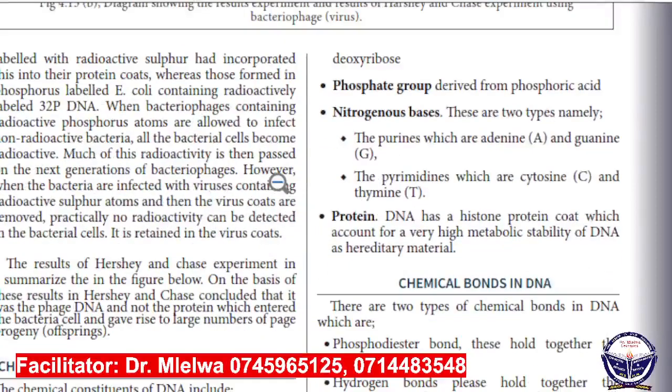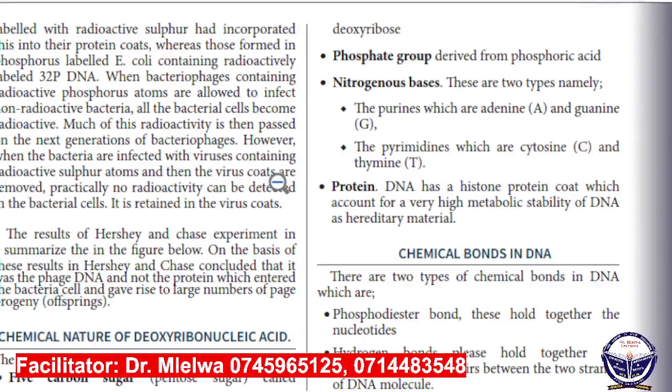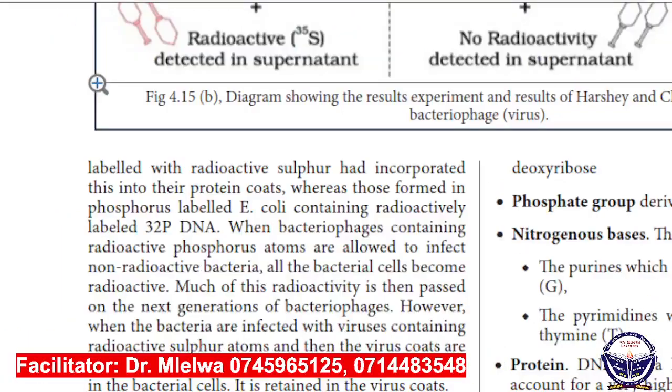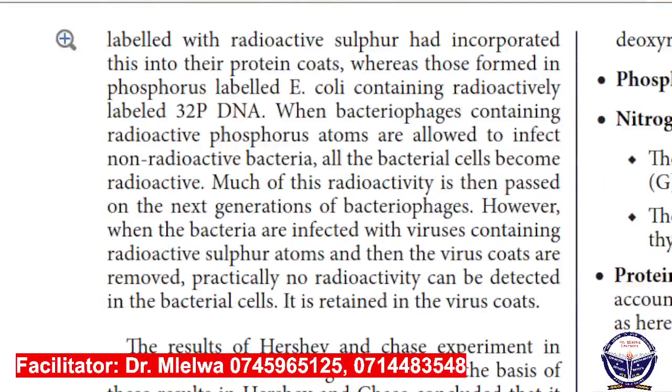Labeled with radioactive sulfur had incorporated this into their protein coat. Unaona bwana? Hebu sikiza maelezo vizuri. Phage particles ambazo zilikuwa zimetengenezwa pale, zilizokuwa labeled with radioactive sulfur, zilikuwa incorporated this into their protein coat. Ile sulfur ilikuwa imeingizwa kwenye protein coat. Unaona? Where those formed in phosphorus labeled E. coli containing radioactively labeled phosphorus. Unaona? Kwa hiyo zile ambazo zilikuwa zina sulfur zilionekana zina sulfur katika nini? Katika protein coat, na zenye phosphorus zilionekana zina phosphorus katika DNA.